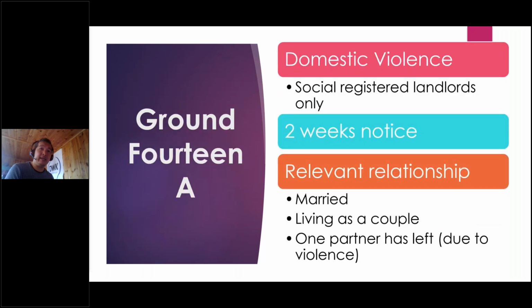Ground 14A, and I won't spend any time on this because it's not relevant to you. This is about domestic violence. This is where a couple, or people that are deemed to be a couple, have moved into a property. One's committed domestic violence against the other. One of them's moved out of the property. The registered housing provider can seek possession under ground 14A, and that's domestic violence. But that only applies to social housing providers, not you as private sector landlords.